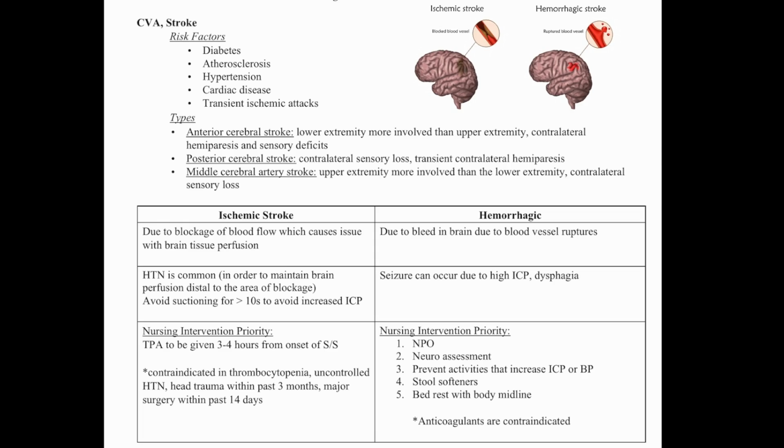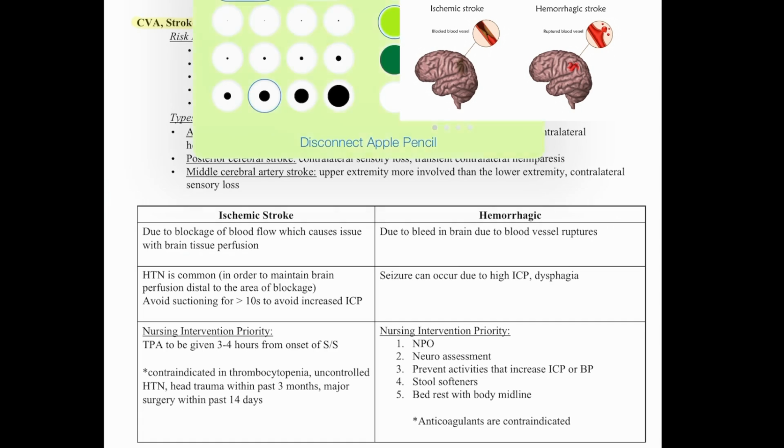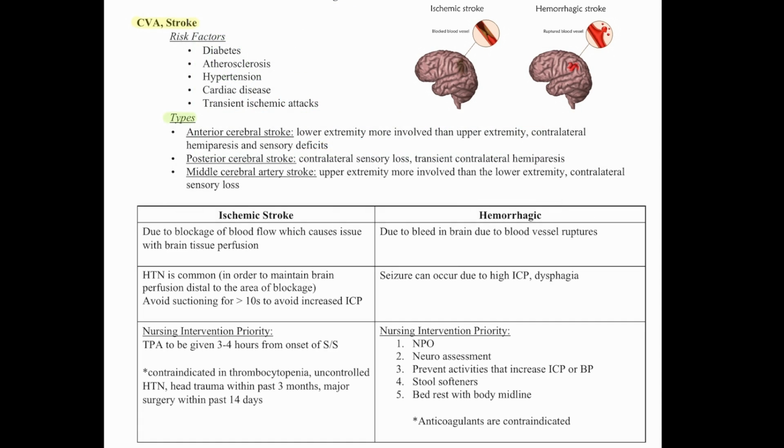Let's talk about CVA and stroke. So our risk factors include diabetes, atherosclerosis, hypertension, cardiac disease, and transient ischemic attacks. There are different types of strokes. So the first one we have is the anterior cerebral stroke. So this is the lower extremity is more involved than the upper extremities and contralateral hemiparesis and sensory deficits.